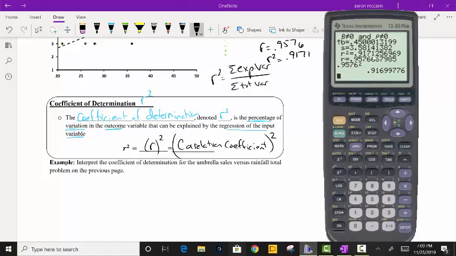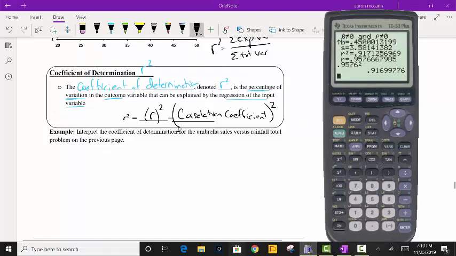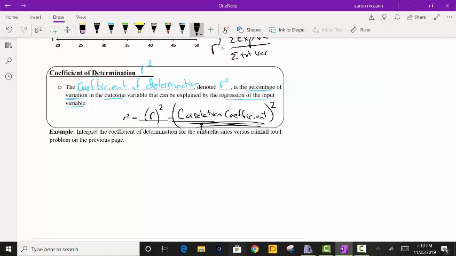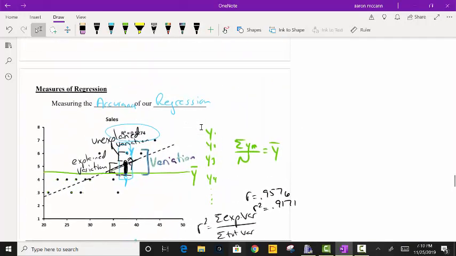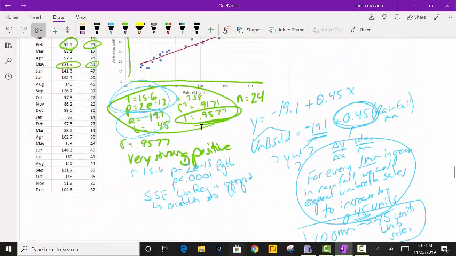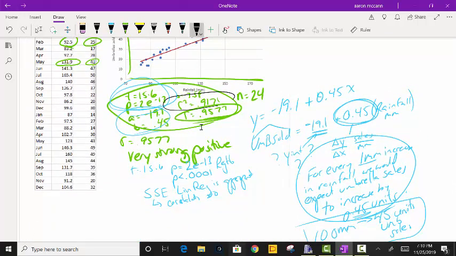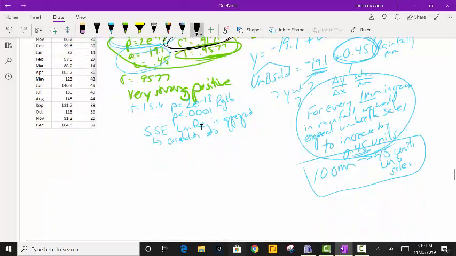Now, we didn't get exactly 0.9171, but that's because we rounded our decimal. So rather than being able to do the sum of the explained variances divided by the sum of the total variation, all we're going to do for this is know that we take our correlation coefficient and we square it. So if we go back up here to the umbrella cells problem, you can see that the linear regression t-test gives us the R squared value.